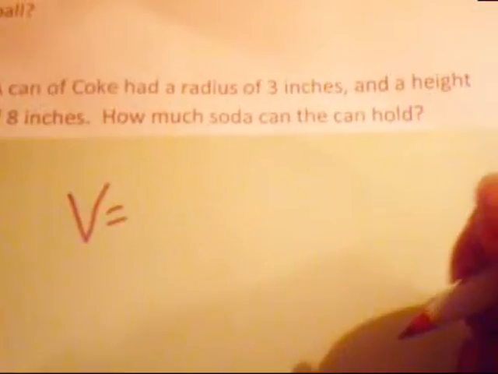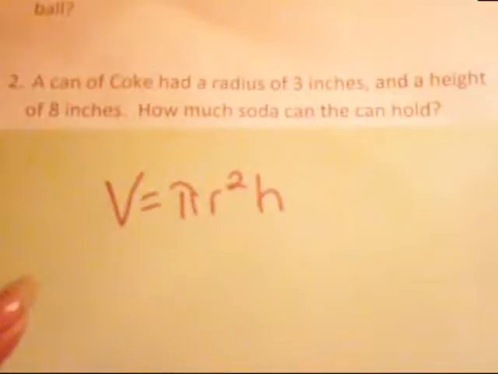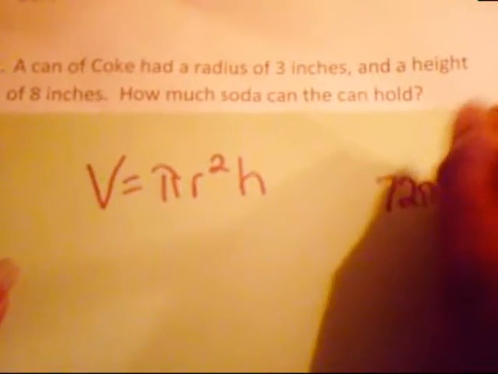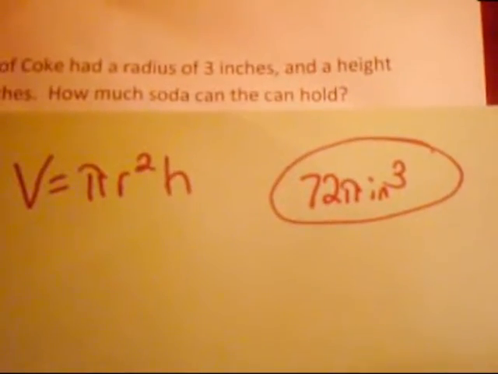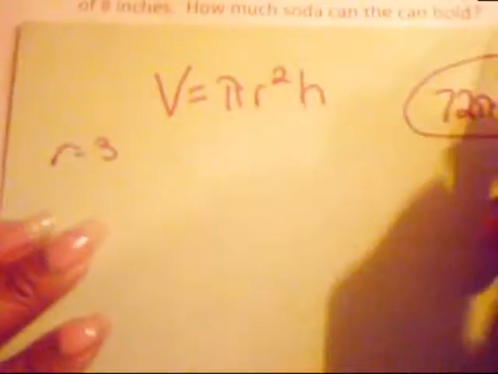Then number 2 says a can of Coke has a radius of 3 inches and a height of 8 inches. How much soda can the can hold? Our formula for volume of a can is the same as volume of a cylinder, which is V equals pi r squared h. Okay? Did you guys get 72 pi inches cubed? Because that was the answer. Let's evaluate in what we know. It says the radius is 3 and it has a height of 8.